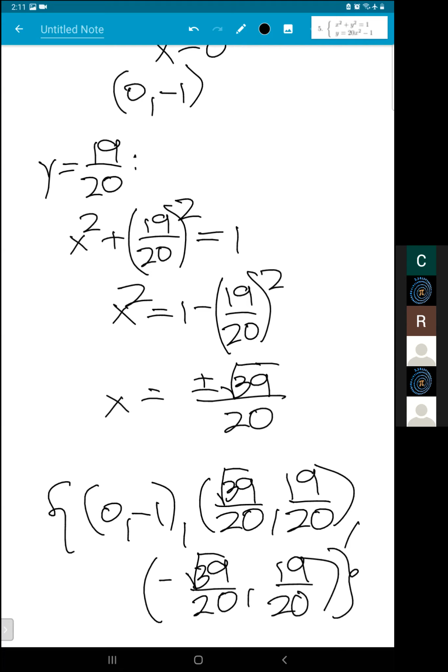Is there any question on this item? You should always put the x coordinate first before the y coordinate. Like here, this is the y coordinate, so it should be the second of the two coordinates.